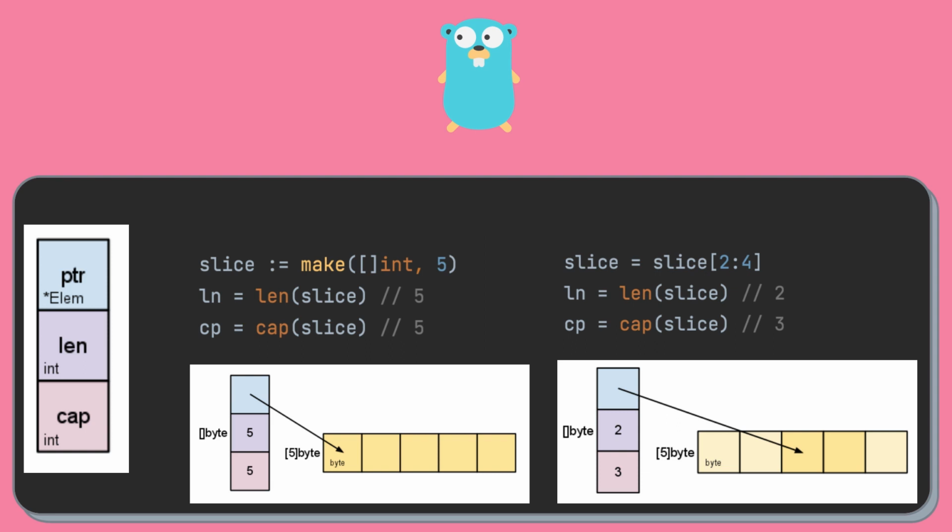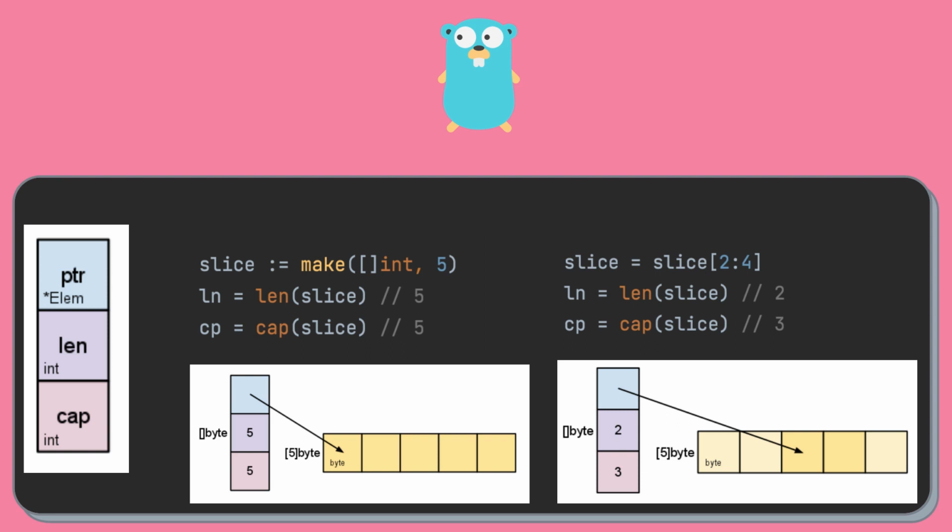The middle picture shows how a slice created with make looks under the hood. In the given example, the array underlying the slice is of size 5. PTR of the slice points to the first element of this array, and the length of the slice is 5, as there are 5 elements in the slice, and the capacity of the slice is also 5, as the length of the underlying array from the first element is 5.